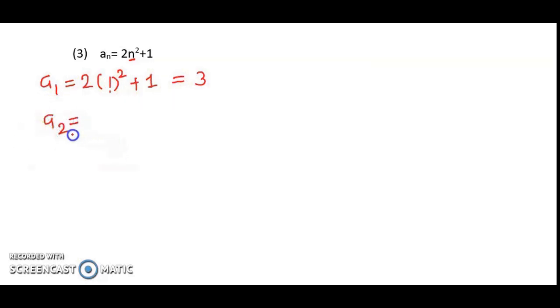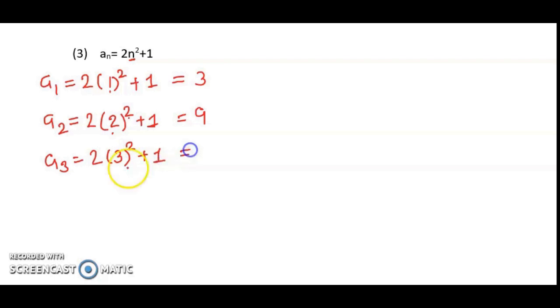Same way if you want to find out the a2, so here in place of n we will put 2, so this is 2 square plus 1. So 2 square is 4, multiplied by 2, that is 8 plus 1, so we will get the answer 9. To find out the a3, we will put 3 in place of n, so we will get 3 square plus 1. So here 3 square is 9, multiplied by 2, that is 18 plus 1, so we get 19.